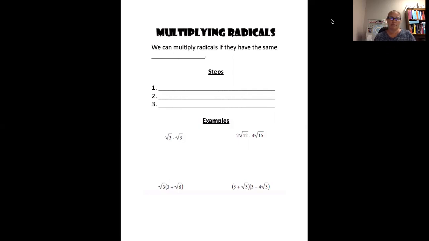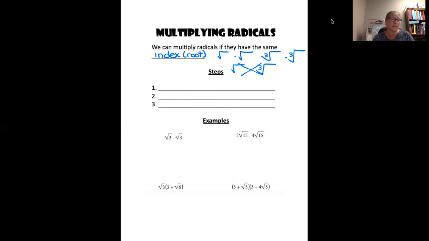We can multiply radicals if they have the same index. We should also know that is called a root. And by that, I mean if you have two square roots, you can multiply them. If you have two cubed roots, you can multiply them. If you have a square root and a cubed root, you cannot multiply them. So the index or root must be the same.